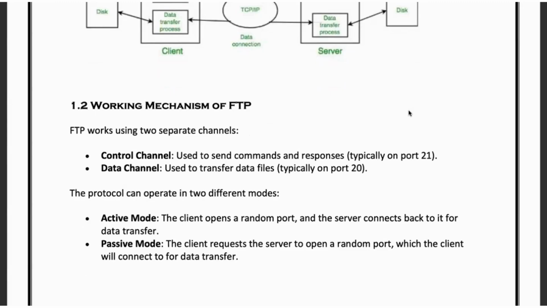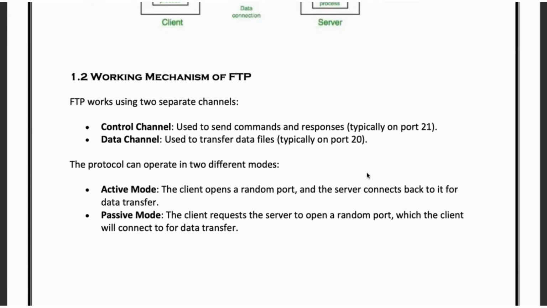FTP basically uses two types of channels. One is the control channel, used to send commands and responses, on port number 21, and a data channel, used to transfer data files, on port number 20. So FTP runs on port 20 as well as port 21. Port 20 is the FTP data channel and port 21 is the control channel, right? FTP operates in two modes. One is active mode: the client opens a random port and the server connects back to it for data transfer. The other is passive mode, where the client needs to connect for data transfer.